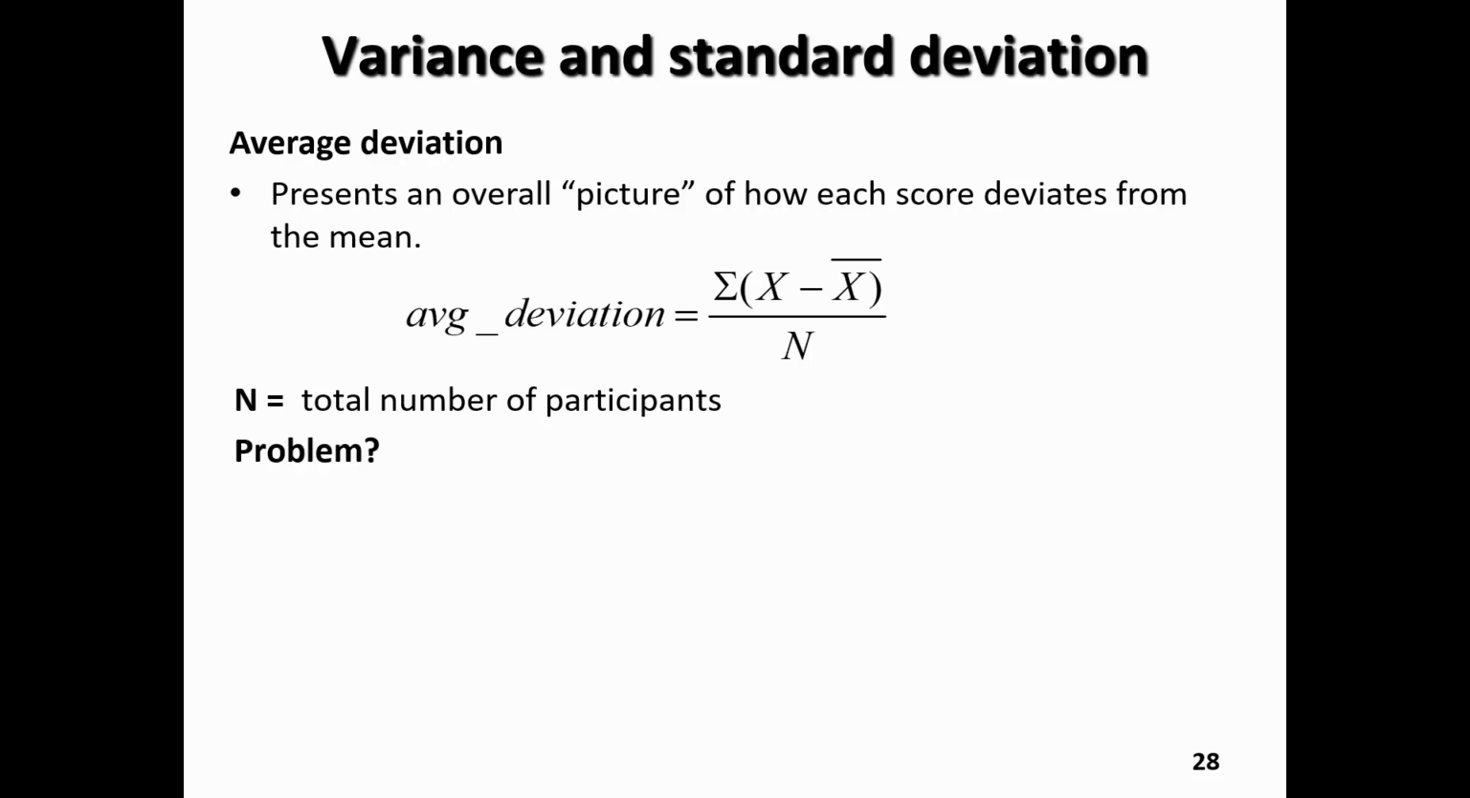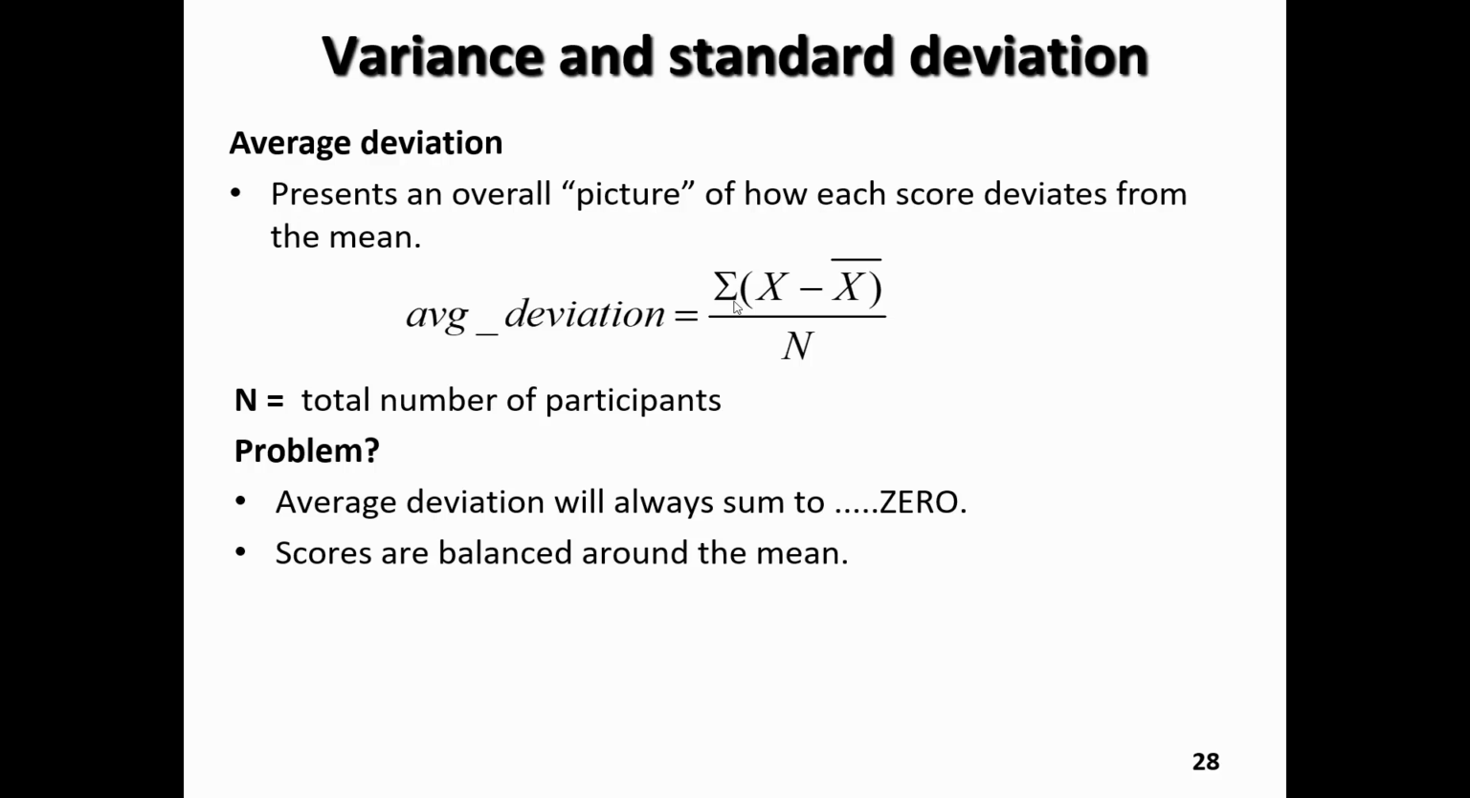Now, the problem here in trying to calculate an average deviation is what we saw on slide 27. The average deviation will always sum to 0. That's because in our numerator, the sum of the deviation scores will sum to 0. Therefore, 0 divided by n will equal 0. And that's because the scores are balanced around the mean.